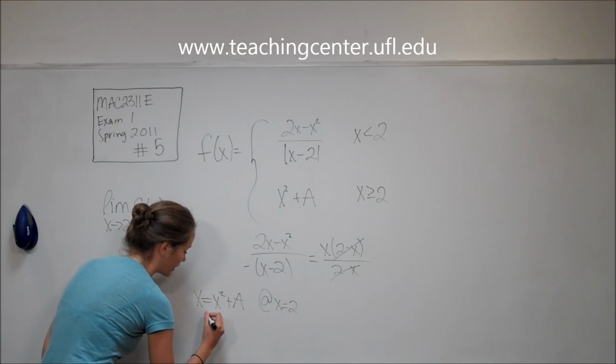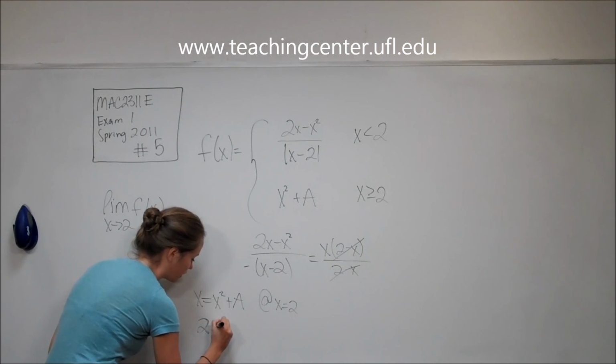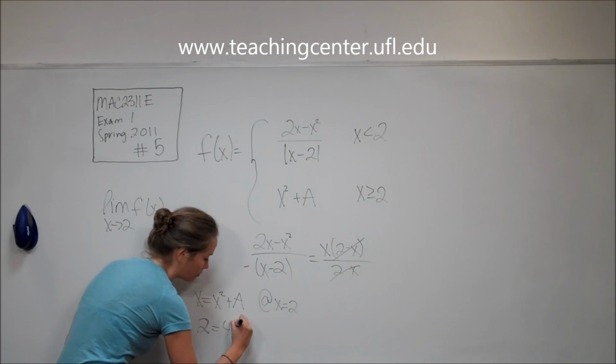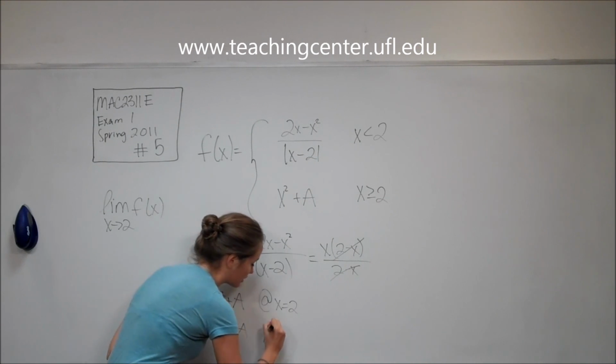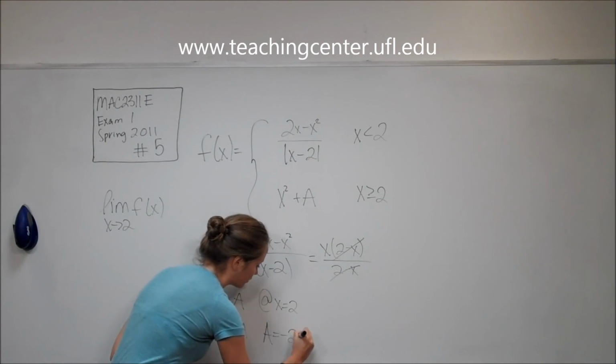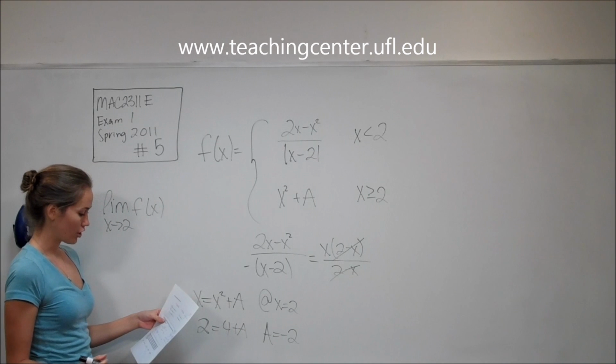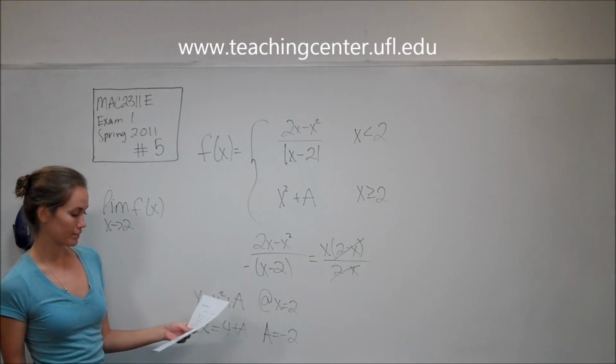So we plug in 2, and we get 2 equals 2 squared, which is 4, plus a, which gives us a equals negative 2. And so our answer is B.